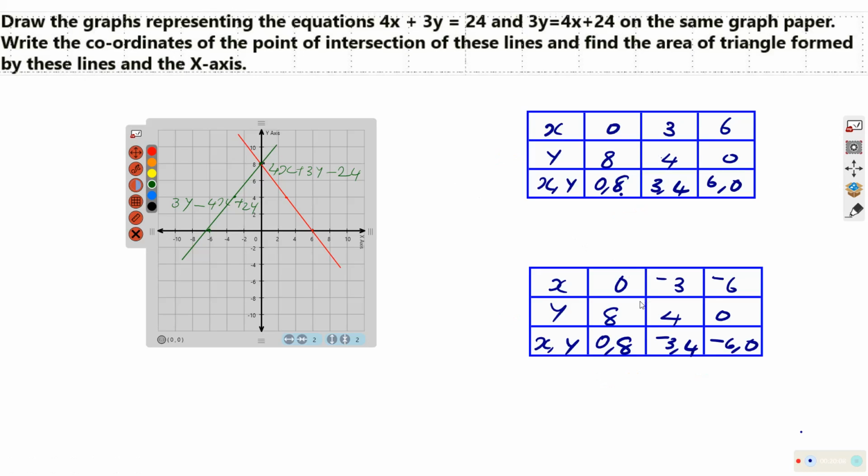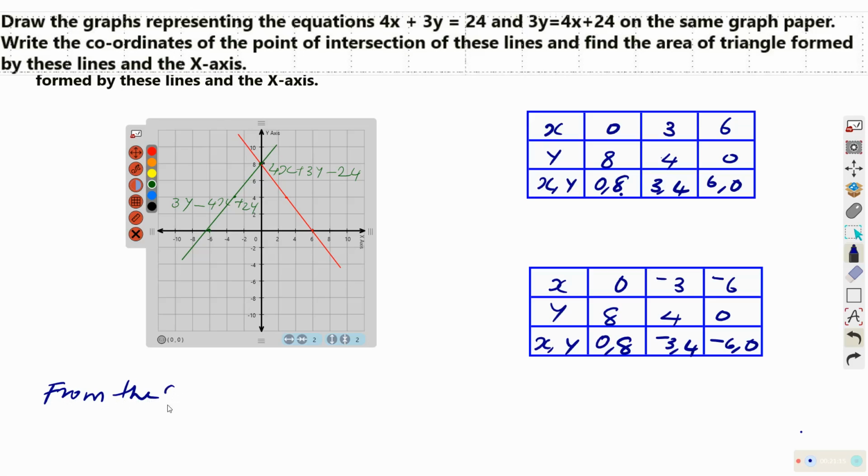That means we could plot the graph and they meet at a point. From the graph we get an idea that the base is 6 plus 6, 12, and height is 8. 8 units height, and the base is 12 units.